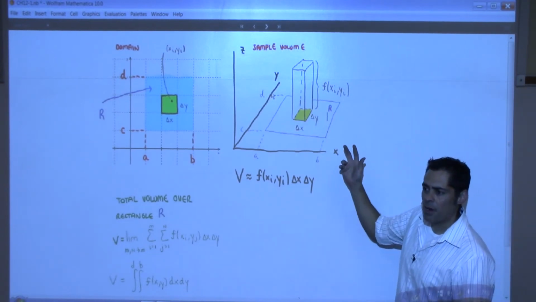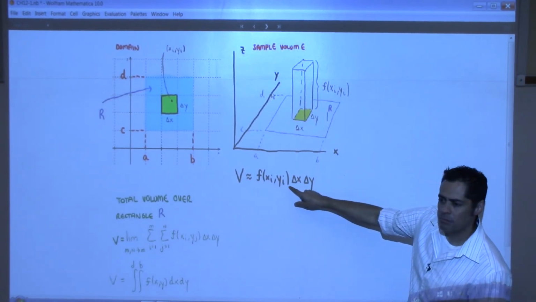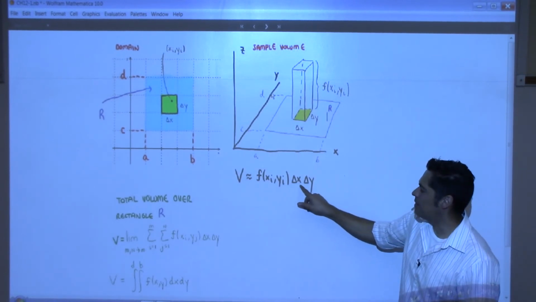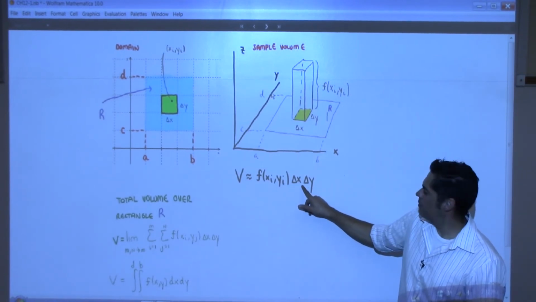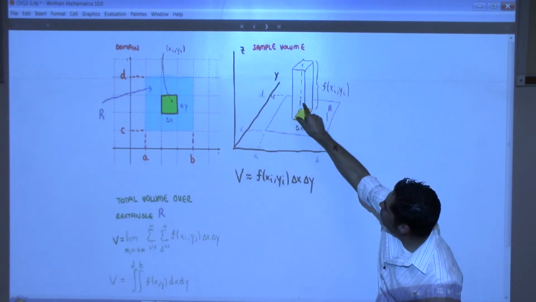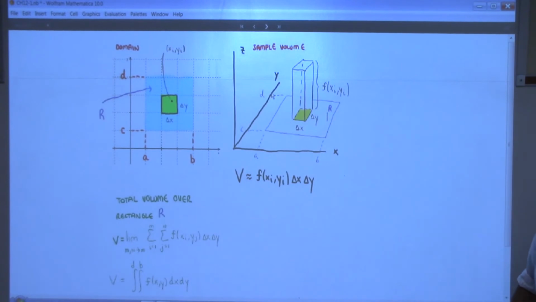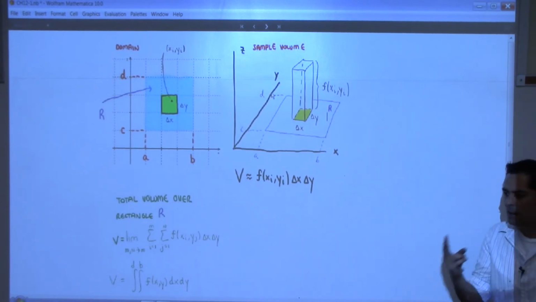Length times width times height, right? So this is the height, this is the width, and the length. That's the volume of one of those little boxes, and I want to add it up forever. But the thing is, you have to do a double summation.